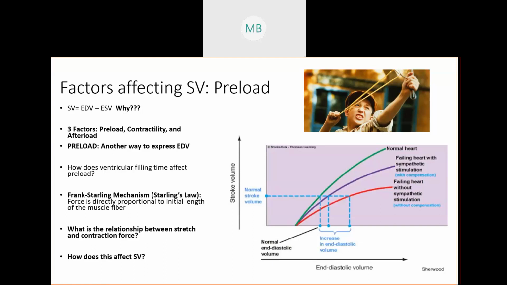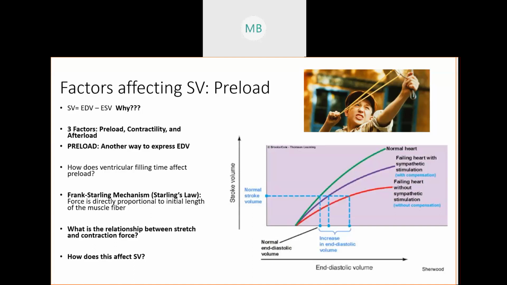So you have three major factors for your stroke volume. Preload is a big factor. That is the degree of stretch of cardiac muscle cells before they contract. That is also called the Frank-Starling law of the heart. I would know what that term means. That is the Frank-Starling mechanism, or Frank-Starling law: the force is directly proportional to the initial length of the muscle fiber, right?